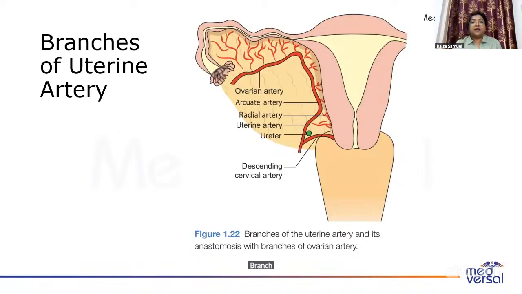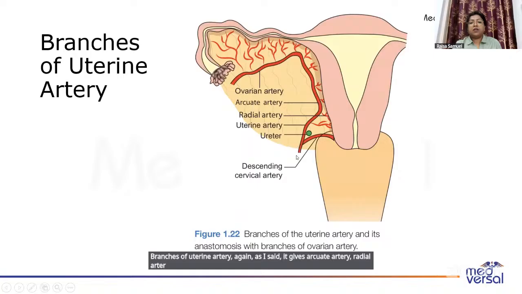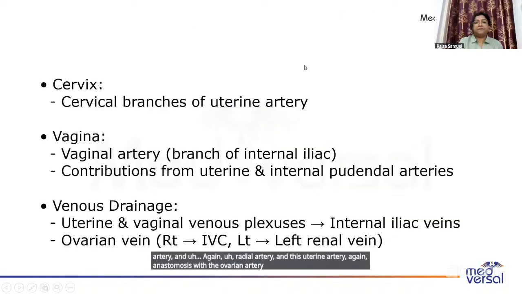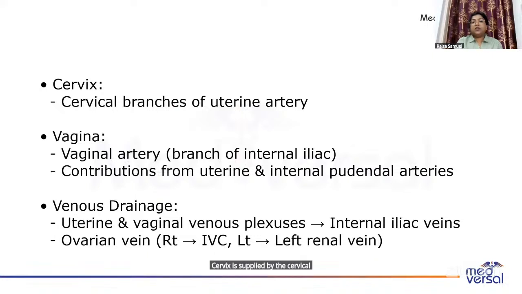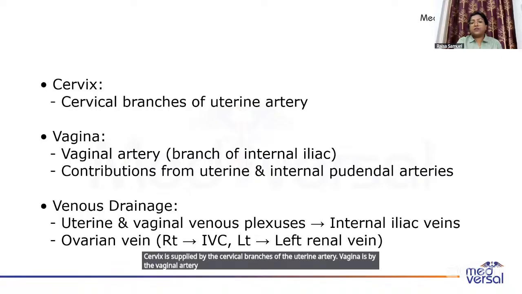Branches of uterine artery, again, as I said, it gives arcuate artery, radial artery, and again radial artery, and this uterine artery again anastomoses with the ovarian artery. Cervix is supplied by the cervical branches of the uterine artery. Vagina is by the vaginal artery, which is a branch of the internal iliac artery. This also gets contributions from the uterine and the internal pudendal arteries.